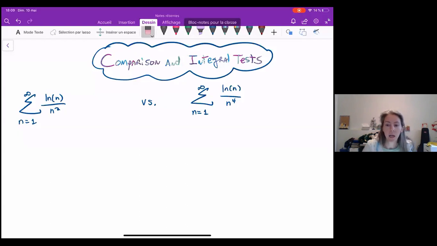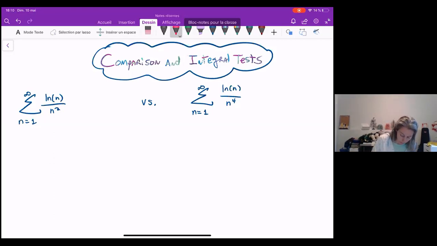That said, sometimes when ln is involved, the comparison test can still be used. So let's think about these two problems, ln n over n squared versus ln n over n to the fourth, and see if we can logically come to a conclusion about when it's better to use the comparison test versus the integral test. Okay, so let's start with this first problem here.